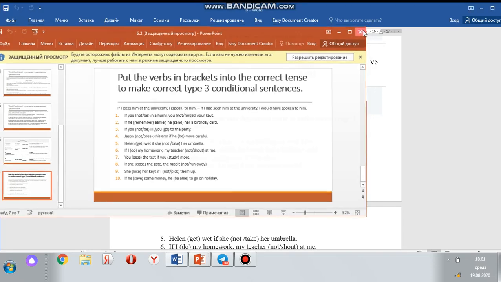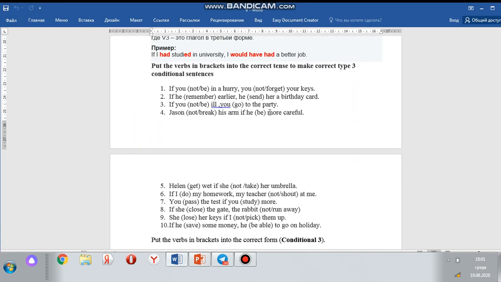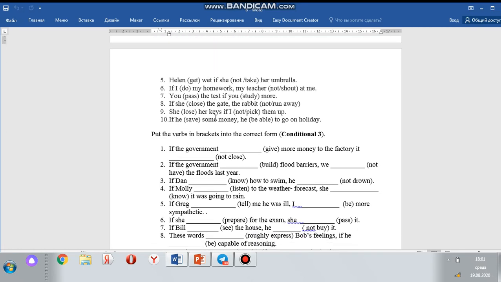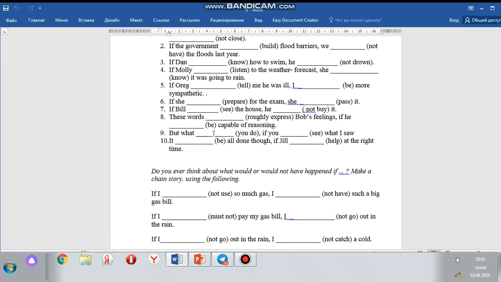So please, at home, do these exercises. Put the verbs in brackets into the correct tense to make correct type third conditional sentences. After, put the verbs in brackets into correct form.